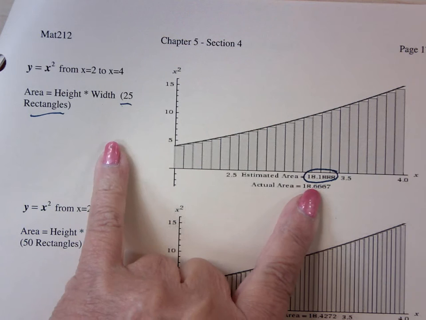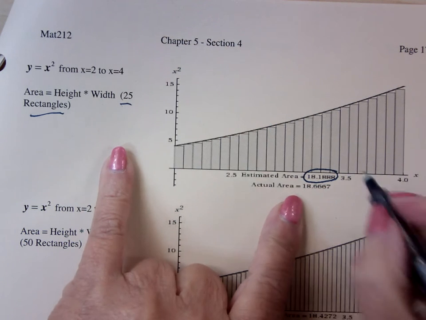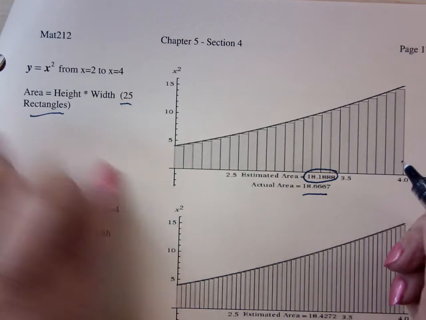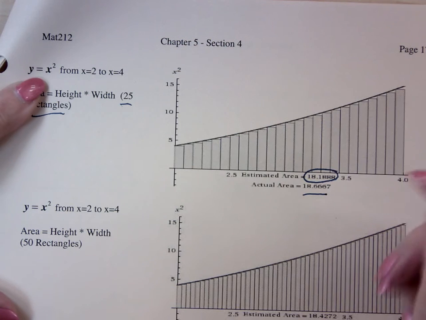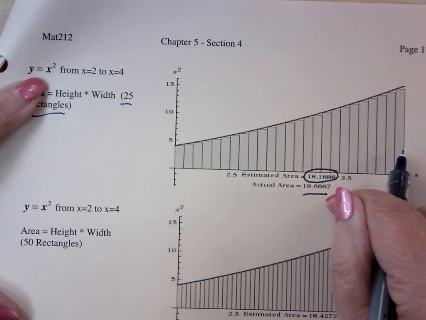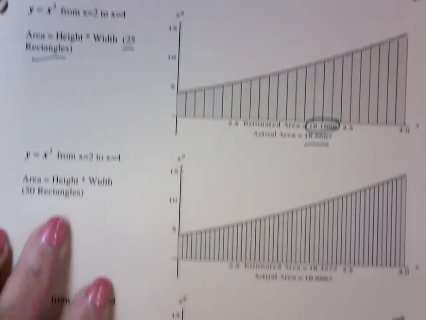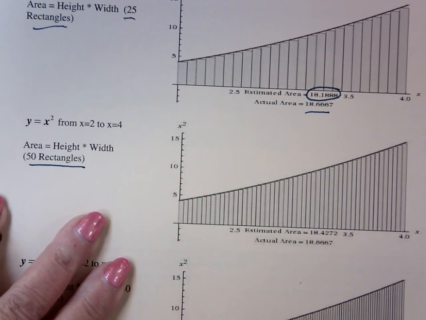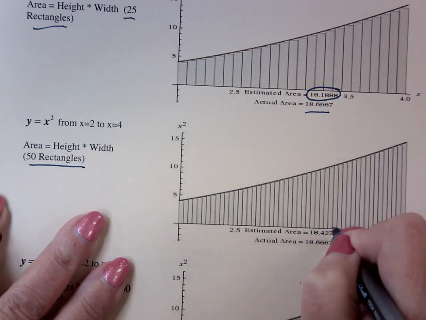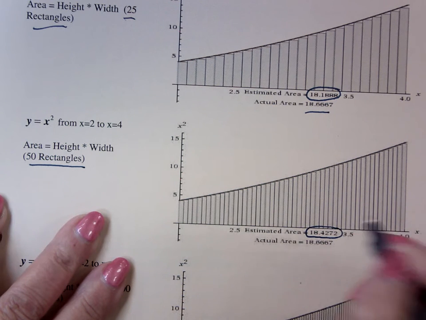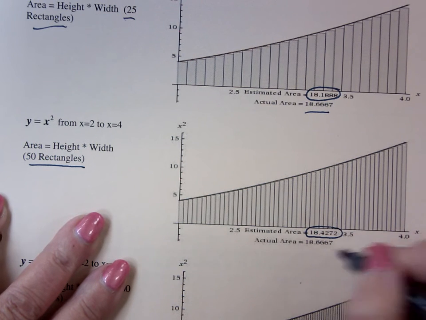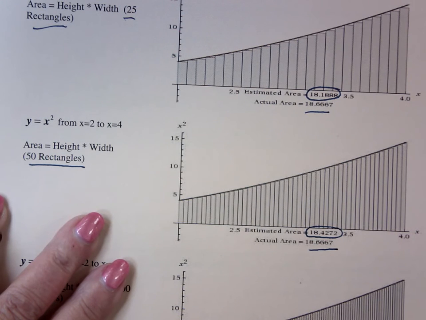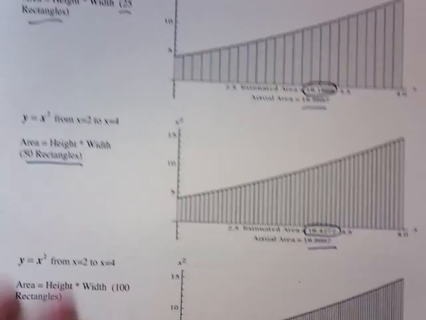So for 25, we're at 18.18. They say the actual is 18.667, so we're getting closer. Then I did the same thing, only this time I used 50 rectangles. It gave me an estimated area of 18.42. There's the actual area. So I got a better estimate this time, with a little less error.